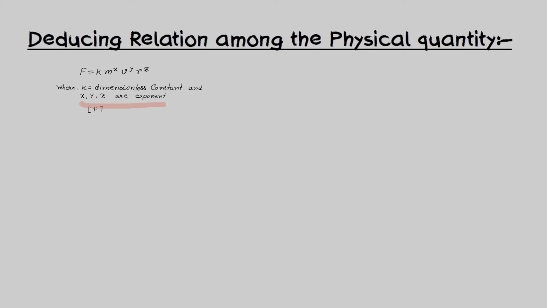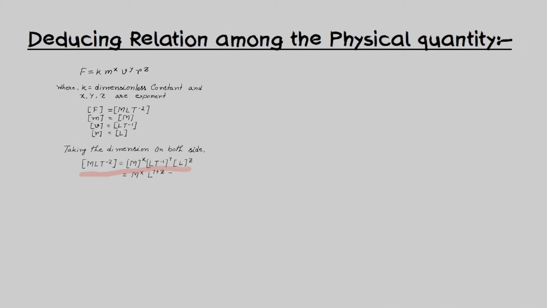First, we have to find the dimension of each quantity. We know the dimension of force F is MLT^-2, dimension of mass m is M, dimension of velocity v is LT^-1, and dimension of radius r is L. Now taking the dimensions of both sides in that equation, we get MLT^-2 = M^x (LT^-1)^y L^z = M^x L^(y+z) T^-y.